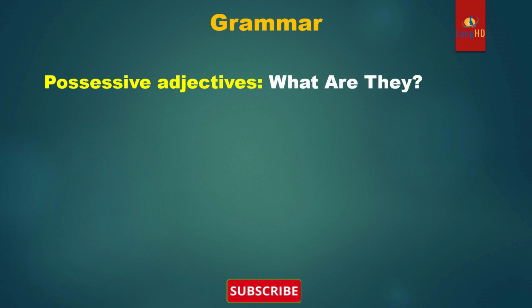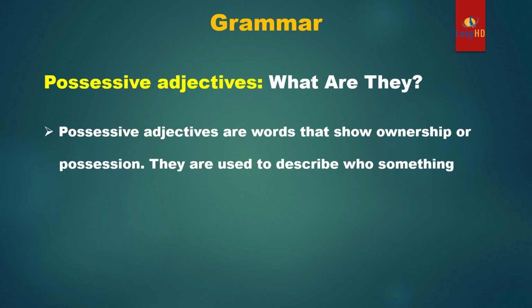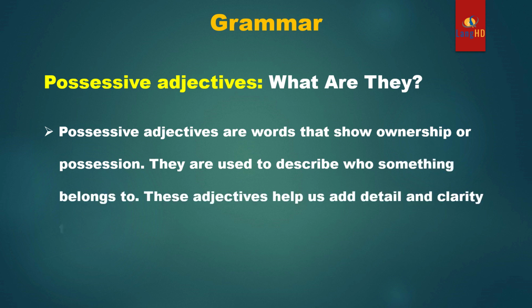First, let's clarify what possessive adjectives are. Possessive adjectives are words that show ownership or possession. They are used to describe who something belongs to. These adjectives help us add detail and clarity to our sentences.